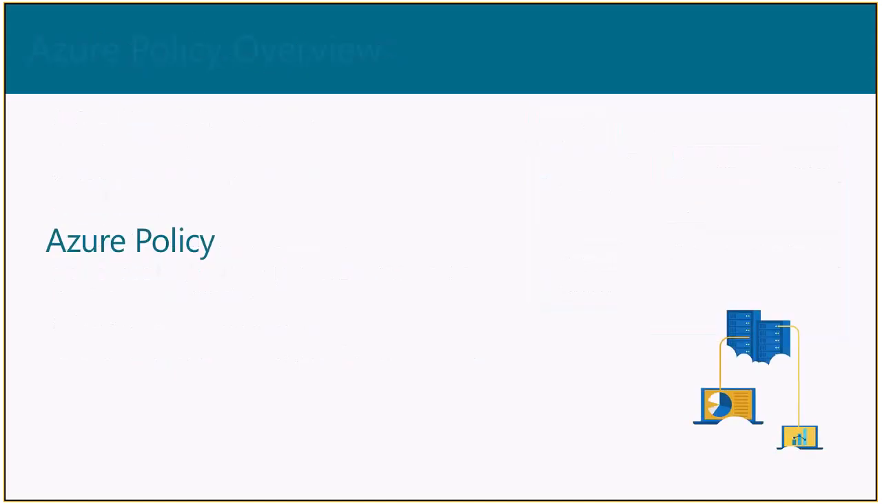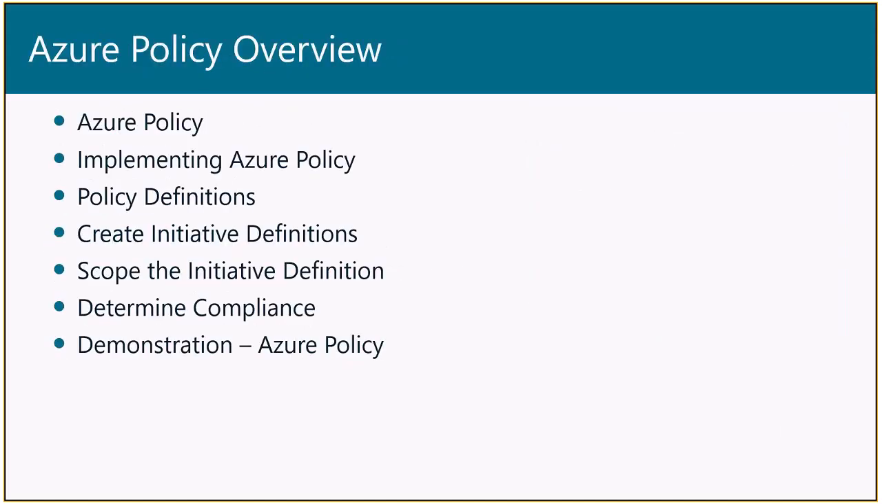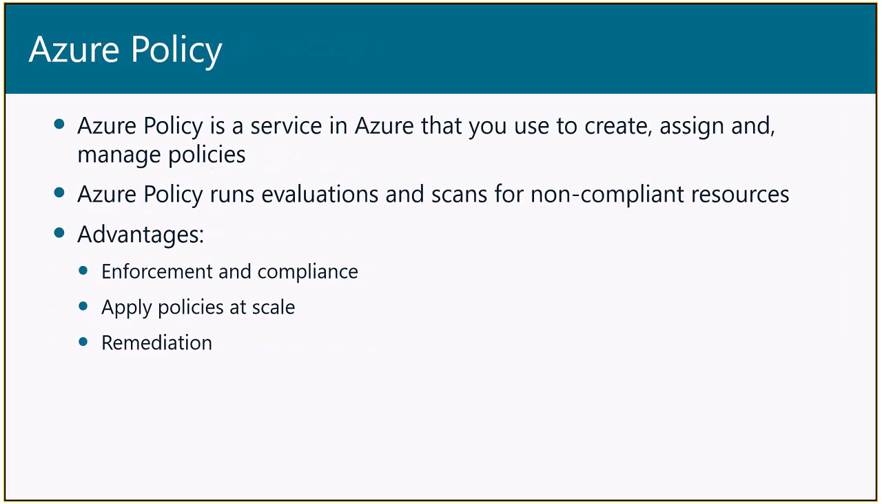All right. Let's talk about policy. We're going to talk about Azure policy and implementing those policy definitions. We're creating initiative definitions, scoping the initiative definitions, and we'll talk about determining the compliance. So Azure policy is a service in Azure used to create, assign, and manage policies. So Azure policy is a service, which means it's a piece of software. Someone wrote code for us. Azure policy runs evaluation and scans for non-compliant resources.